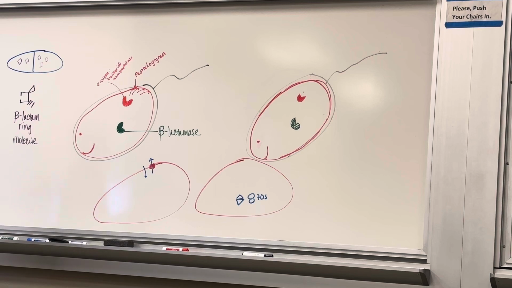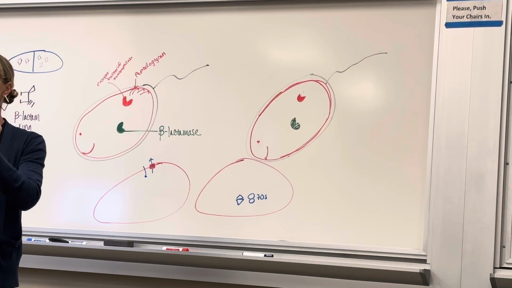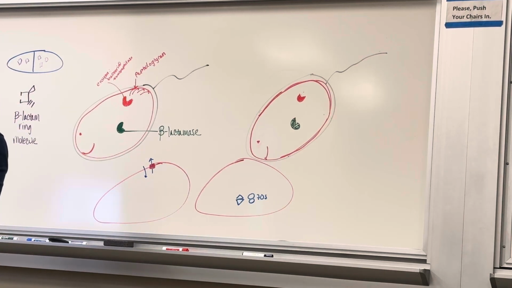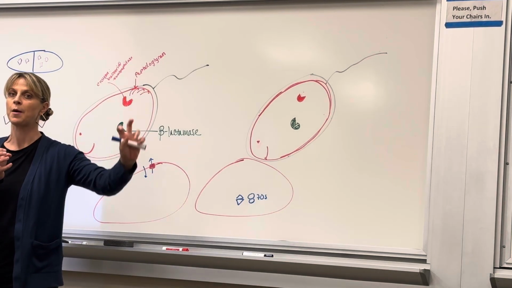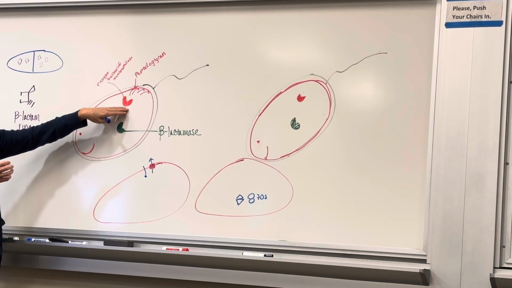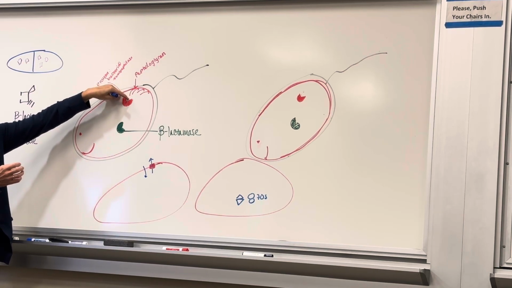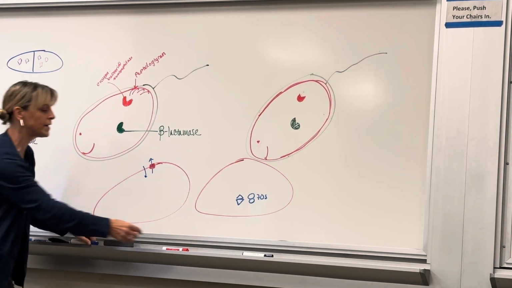So one method is creating a pump. That pump spits out the drug. That's one method of antibiotic resistance. Another method of antibiotic resistance is creating a dummy. So if the target for the antibiotic is this enzyme, creating an enzyme that looks kind of like it.